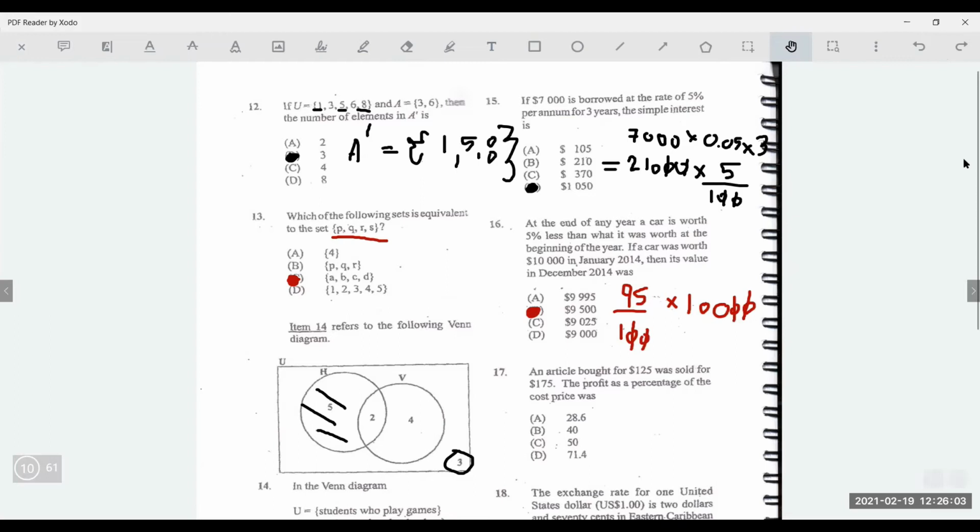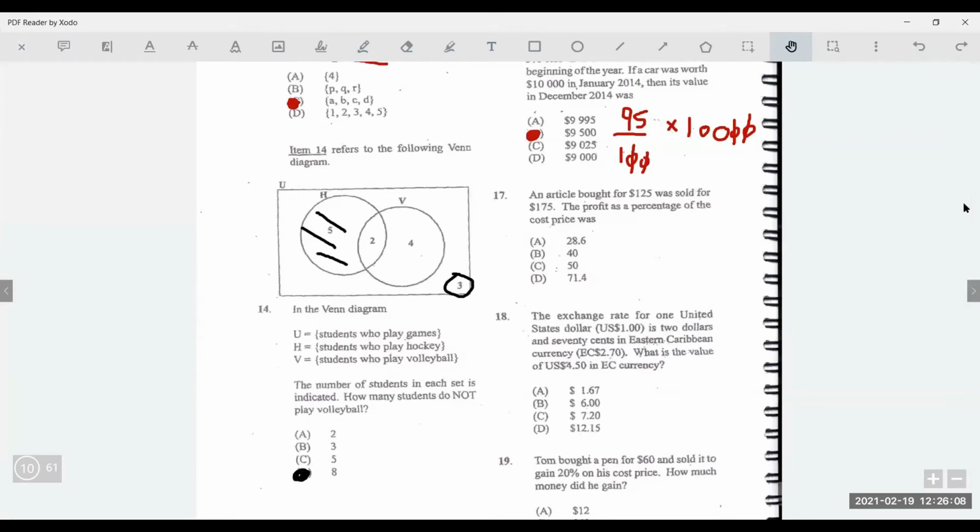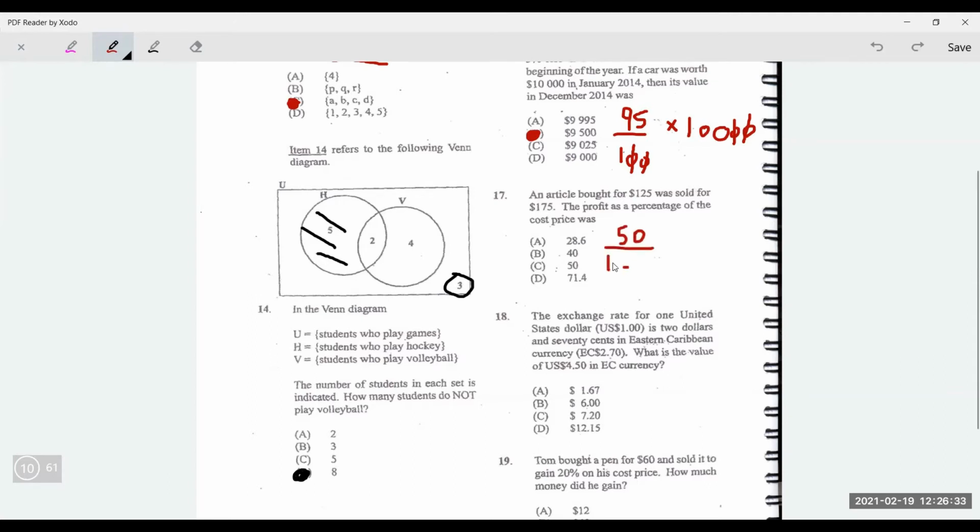Question 17. It says an article bought for $125 was sold for $175. The profit as a percentage of its cost price was. Now, an article was bought for $125 and sold for $175. So the profit made was $50, which is a lot of profit. $50 out of 125, when you multiply it by 100, will give you the profit as a percentage of the cost price.